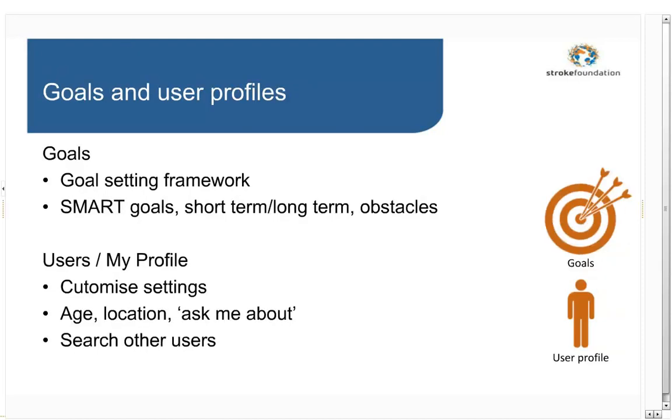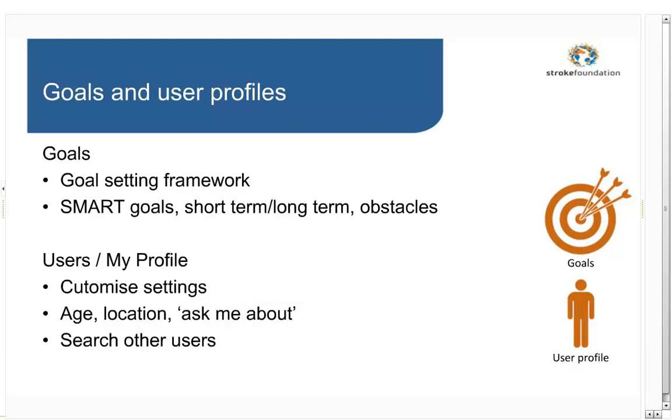The next two sections there, goals and the user profile. So we have a goal setting framework available within Enableme. We're supporting stroke survivors to set SMART goals, either short-term or long-term focus, and help identify obstacles and barriers that may prevent them from achieving those. There's support in terms of goal setting through the Stroke Line staff, so we can walk somebody through how to create a goal, how to document that, and then how to progress towards achieving it.